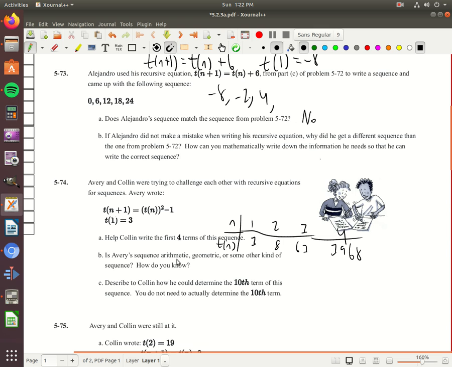Is this thing arithmetic, geometric? It's other. How do I know? Because it's not adding by 5 and it's not multiplying by the same number, so it's got to be other. Describe to Colin how you could create the 10th term of the sequence.